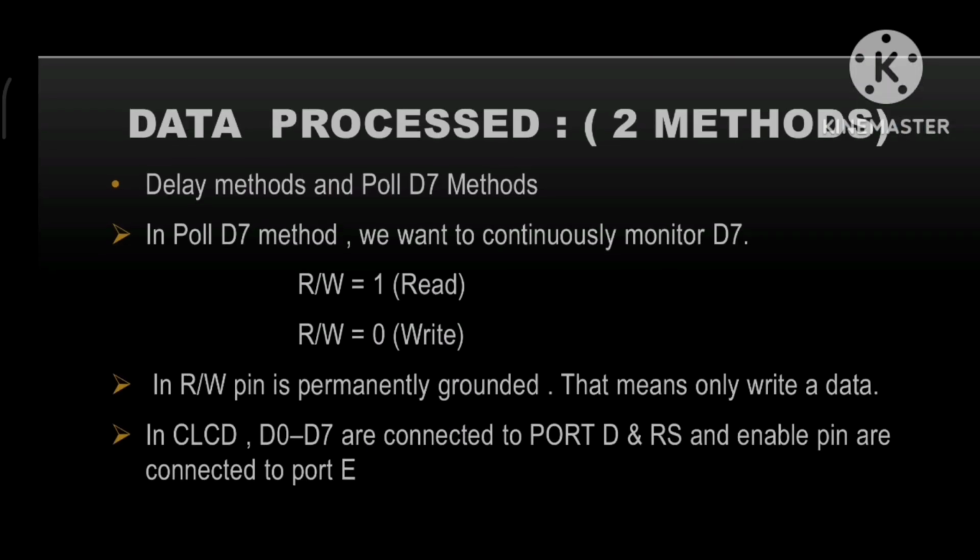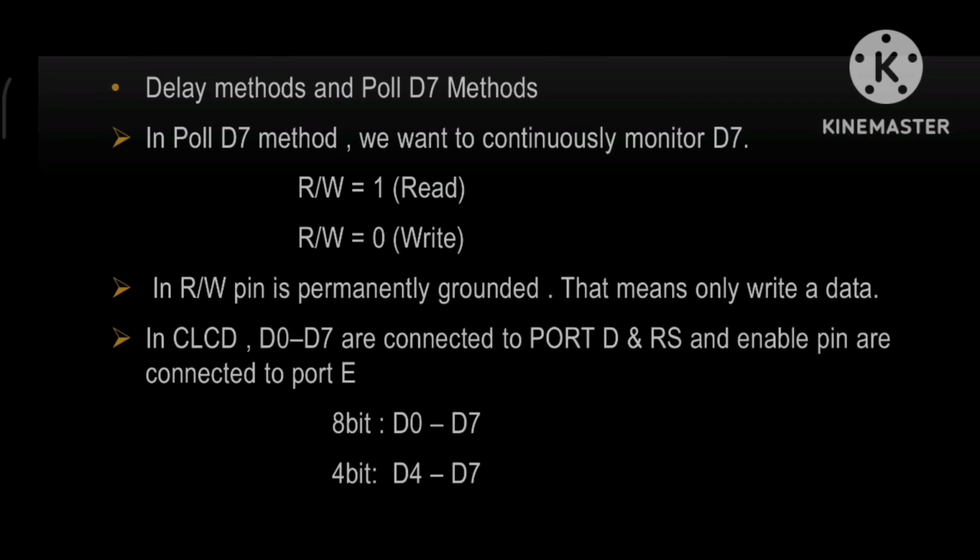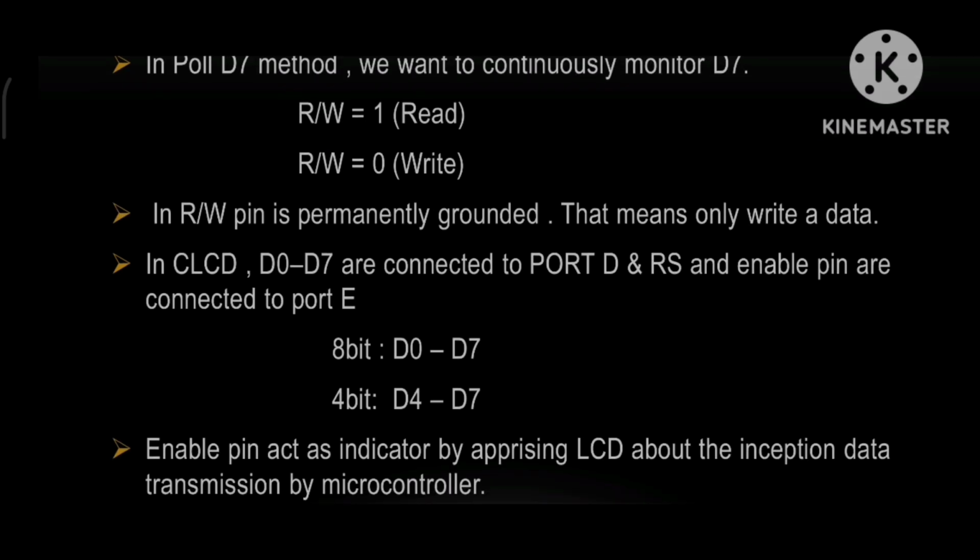If data is to be read, the read or write value is 1. If data is written, meaning data is given, then it is 0. For reading data, the value should be 1. For writing data, the value should be 0. The read or write pin is permanently grounded, which means we only write data.